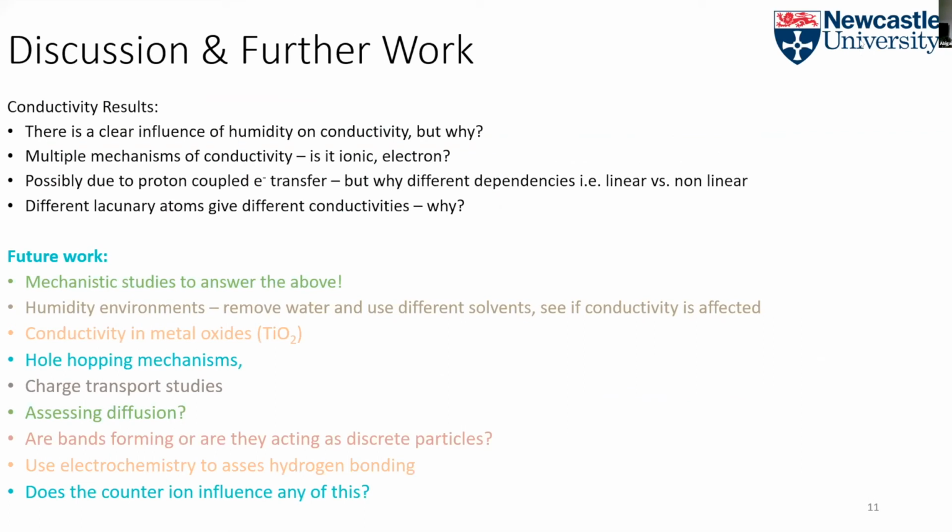So basically, clearly, humidity influences the conductivity, but why does it? We don't know the mechanism it works by. It could be ionic migration, it could be electronic, it could be to do with the oxygens, it could be a wealth of things. It could even be proton hopping or anything like that. So naturally, the first thing to explore would be, why is this actually happening?